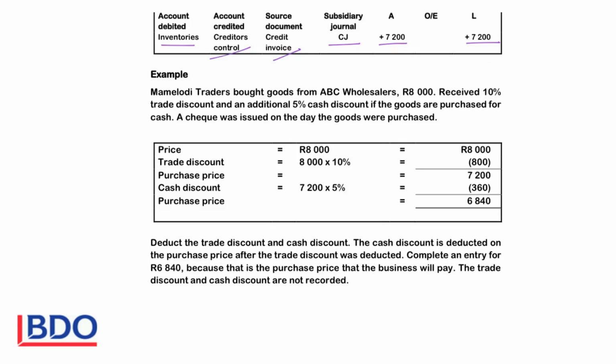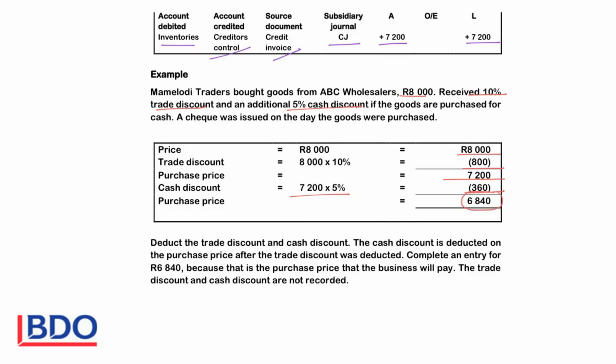We bought goods for 8,000, received 10% trade discount and an additional 5% cash discount if we pay for the goods immediately. To determine what is the cash price, we will take the 8,000, deduct the 10% trade discount to determine what is our credit purchase price. Because we are prepared to pay this credit purchase price immediately, we will calculate 5% on the 7,200 and I will reduce the 360 so that I can determine what is my actual cash purchase price.